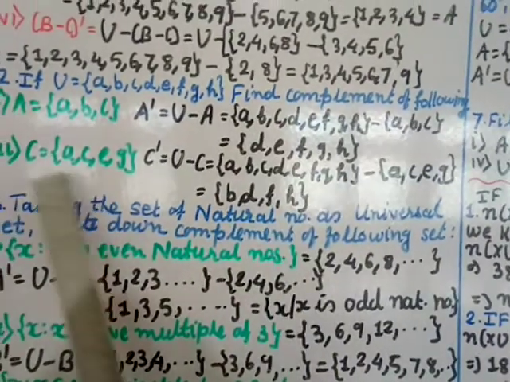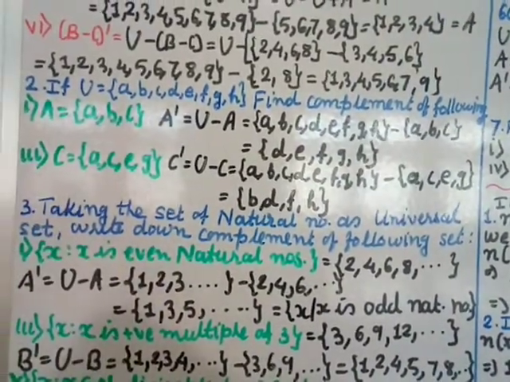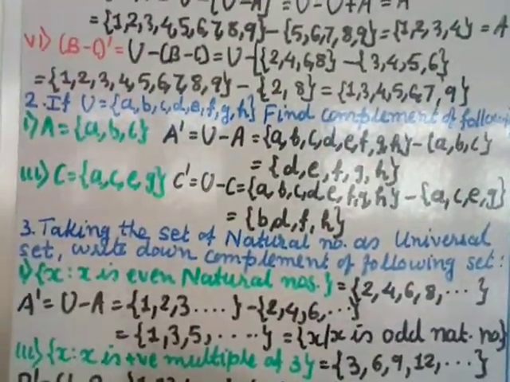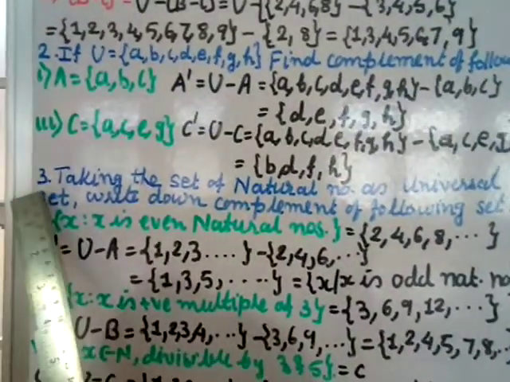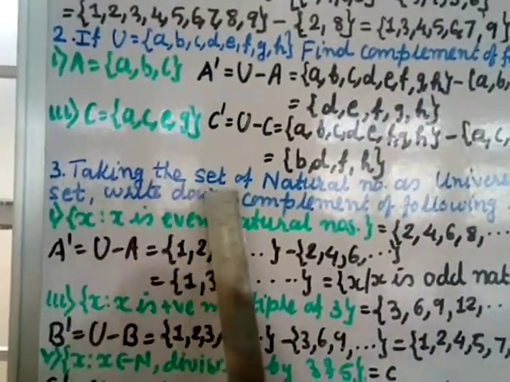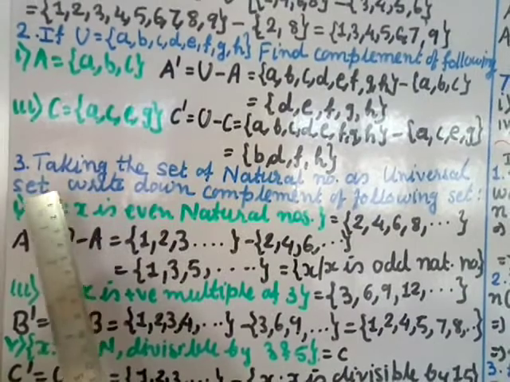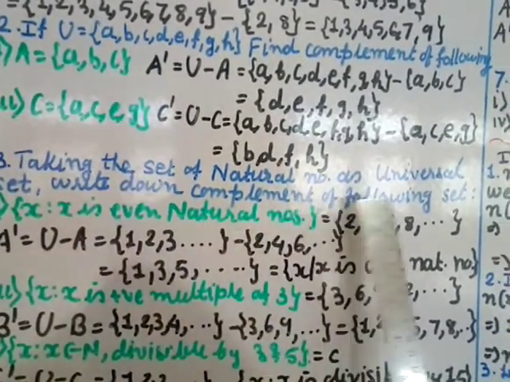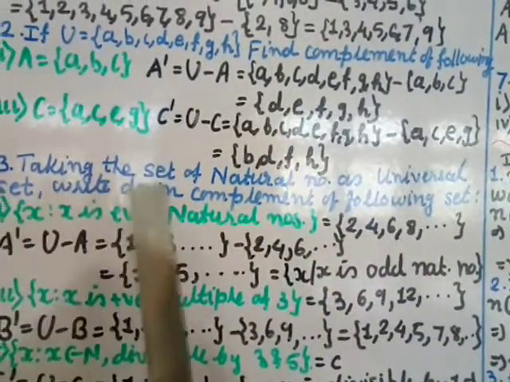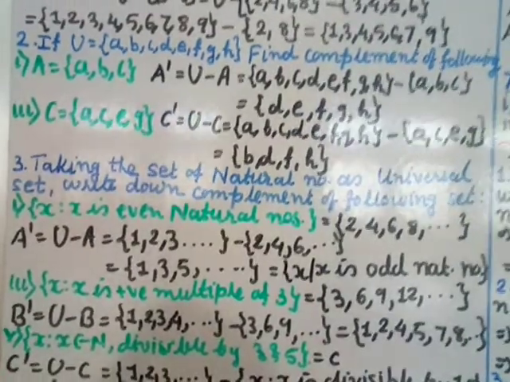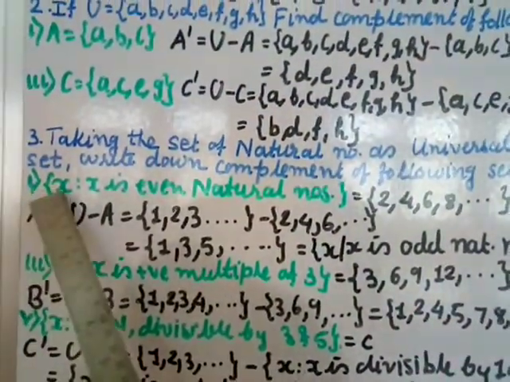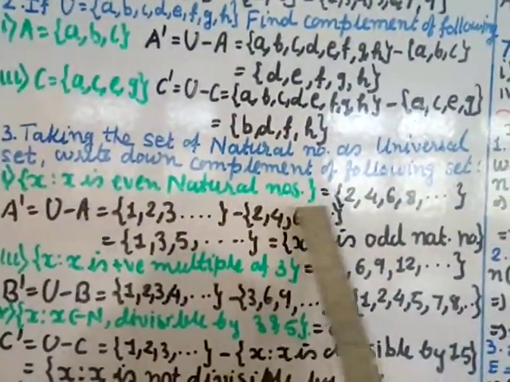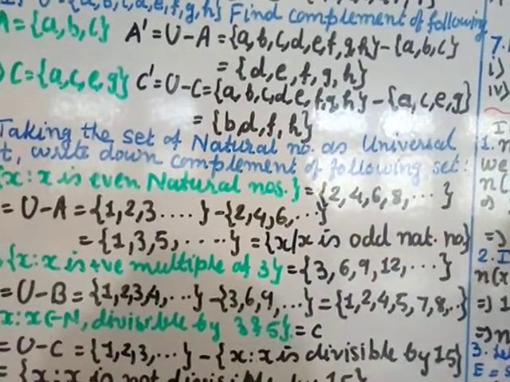So this is the complement of set C. There are 2 and 4 which I leave for you. Question number 3. Taking the set of natural numbers as universal set, write down the complement of the following sets. Universal set is your natural numbers. Number 1, x such that x is an even natural number, that is 2, 4, 6, 8 and so on to infinity.